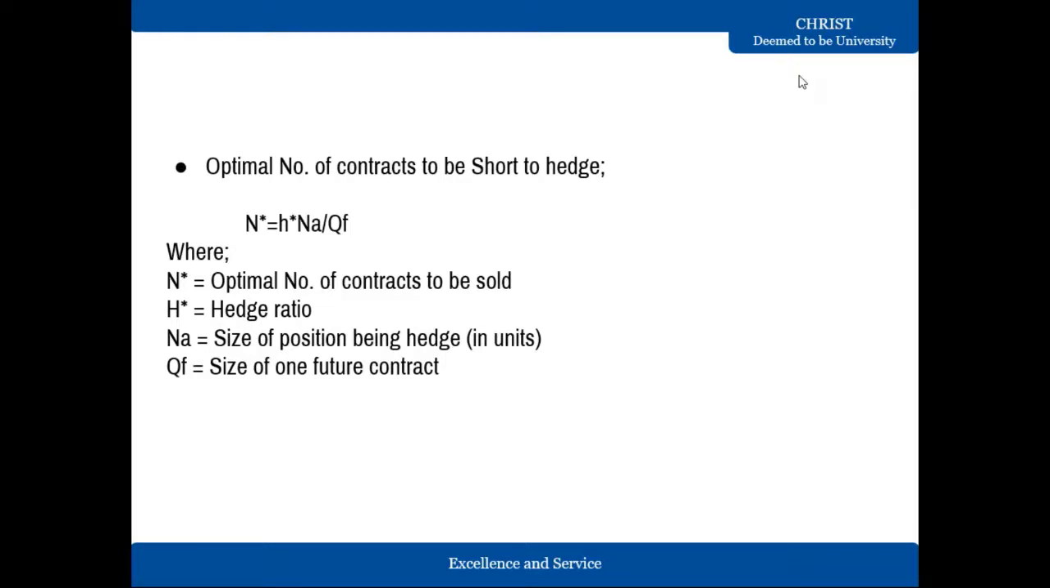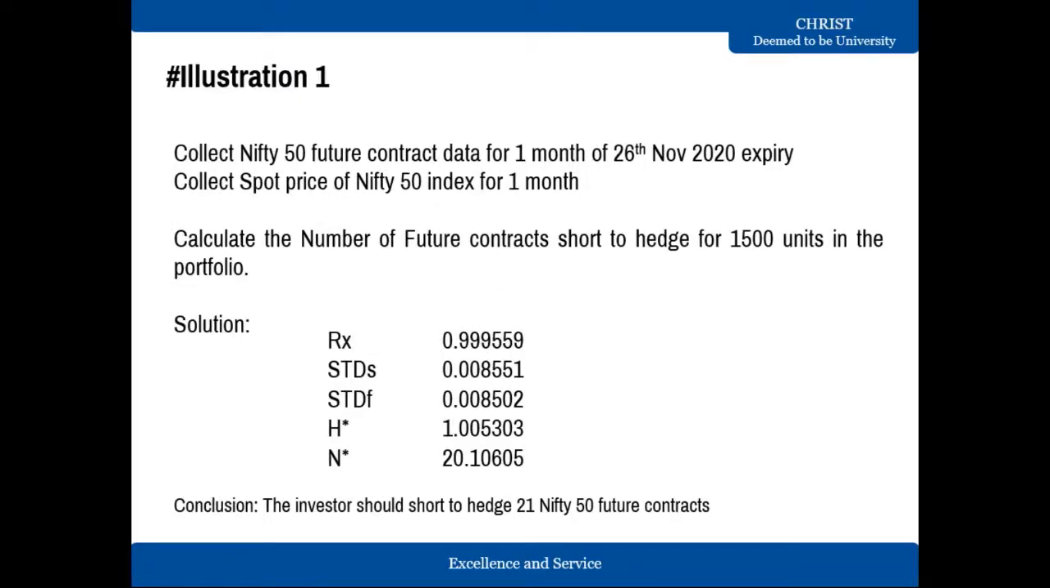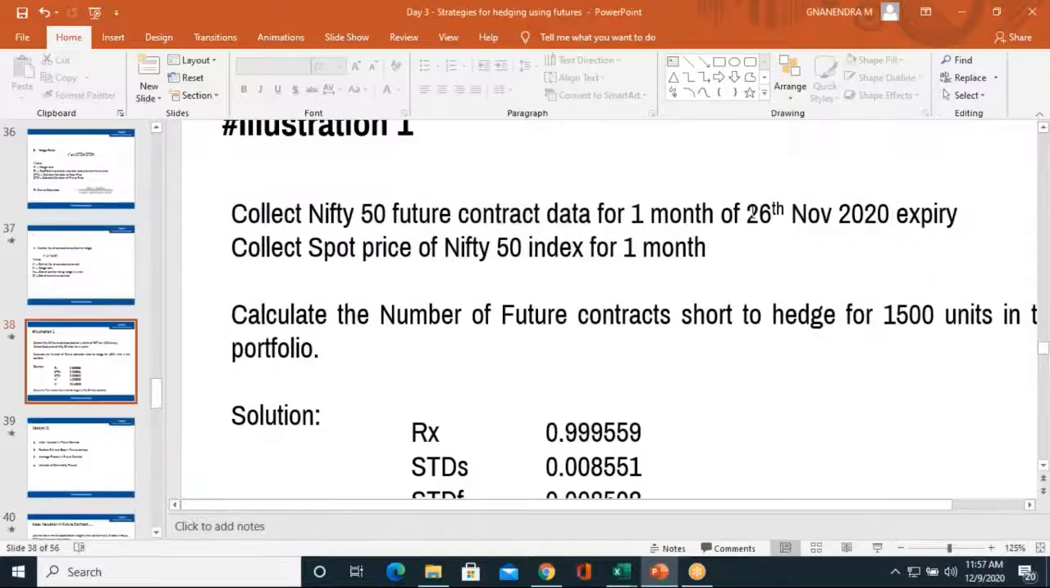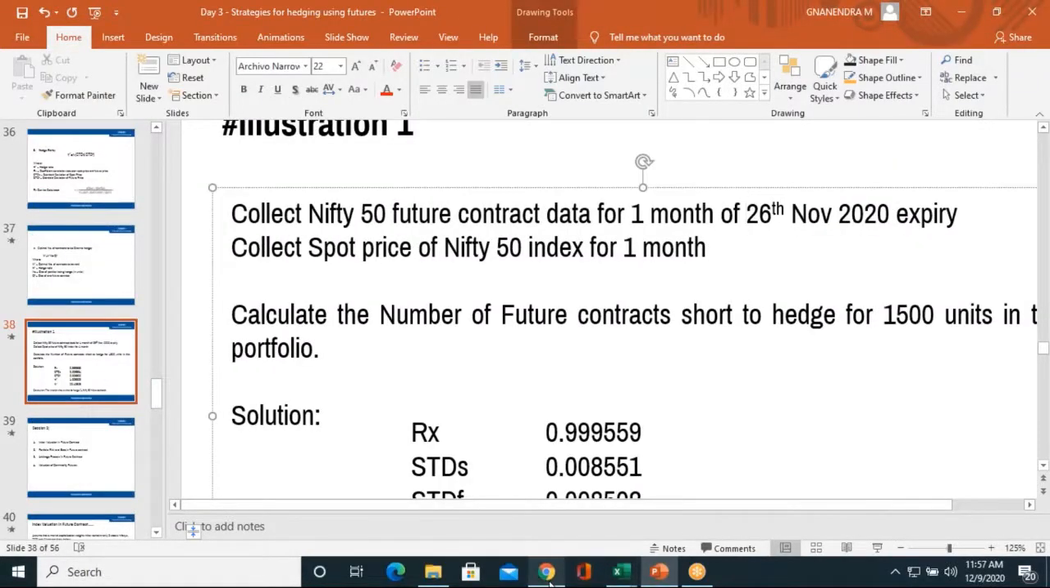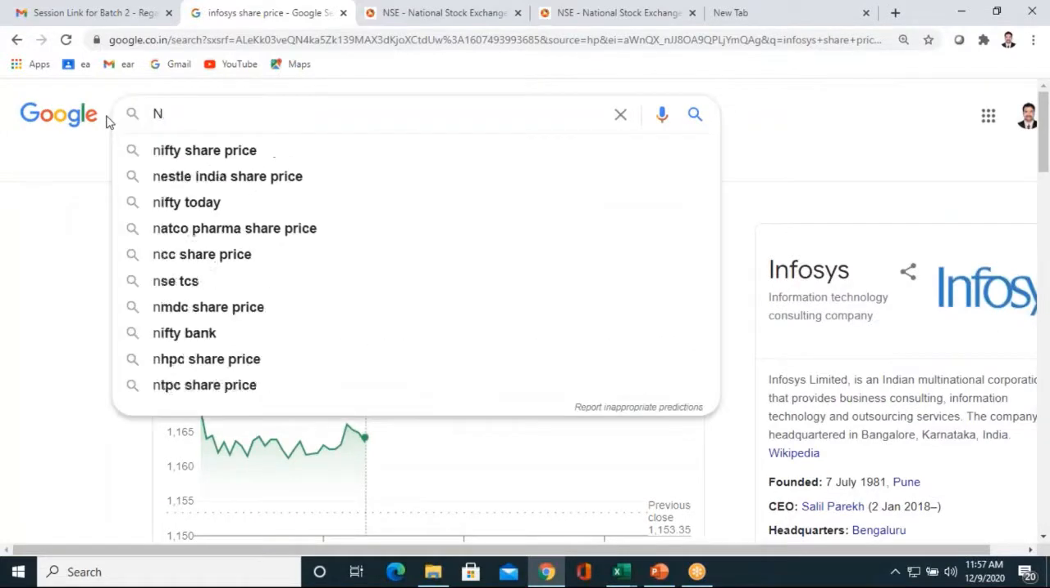So now let's get into this practically. This is the answer I got for the previous batch. I will ignore this because we are going to get a new answer. What I'm going to do here is collect Nifty 50 future contract data for 1 month. This date also I'm going to change. Expiry on the 26th, this month's last-day expiry. Just let me check NSE.